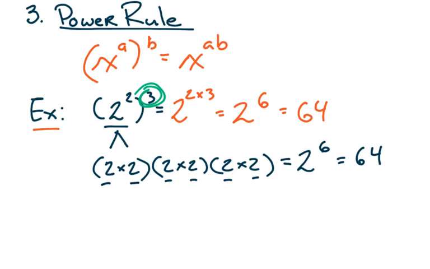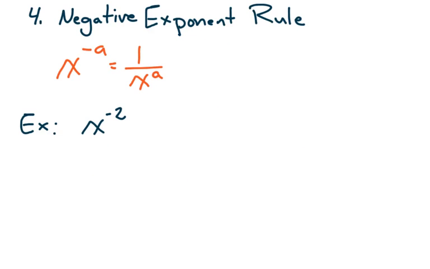Okay, on to the next rule, and that is the negative exponent rule. Okay, here we have x raised to a negative power, negative a. Well, what is that equivalent to? That's actually equivalent to 1 over x to the positive a. Let's take a look at why that makes sense using this example.